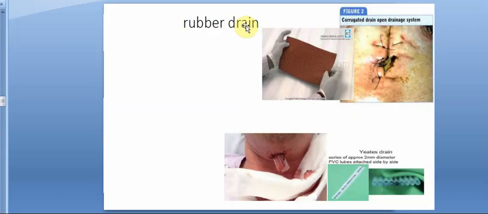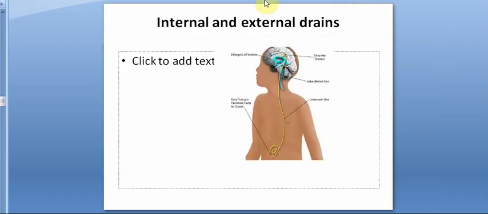This is an example of rubber drains. These are only pictures here, you can just see the pictures. These are examples of rubber drains. This is an internal drain. The external drains you have seen in the previous figure are all external drains. This one is an internal drain.